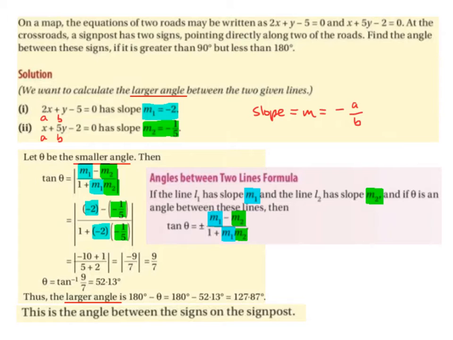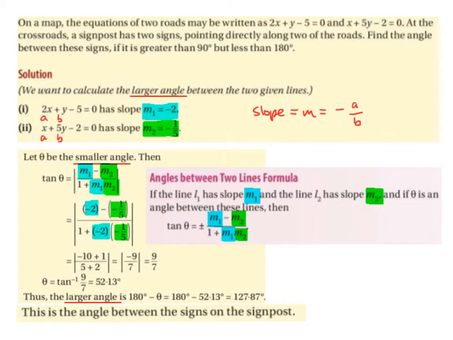The next line is x plus 5y minus 2 is equal to 0. So that's really 1x. Again, we use the formula minus a over b. So we have minus 1 over 5. So the slope of line 2 is minus a fifth. We're going to let theta be the smaller angle, and we're going to use the angle between two lines formula.